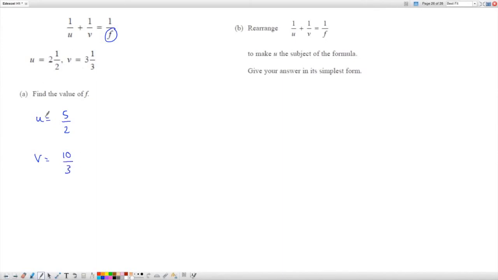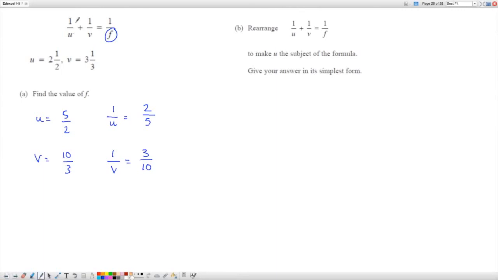Now we don't want u, we want the reciprocal, we want 1 over u. So 1 over u, the reciprocal of 5 over 2 is 2 over 5. So to find the value here, the reciprocal, we flip our fraction. Similarly here, 1 over v, flip round, the reciprocal is 3 over 10.